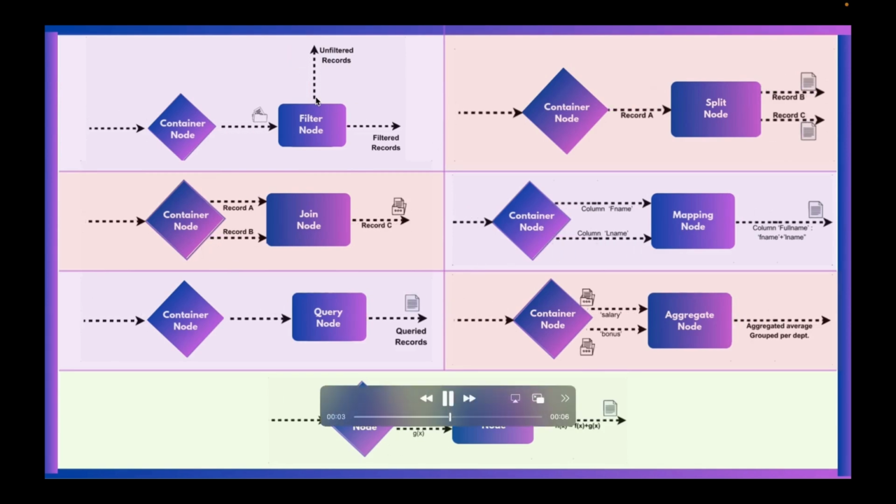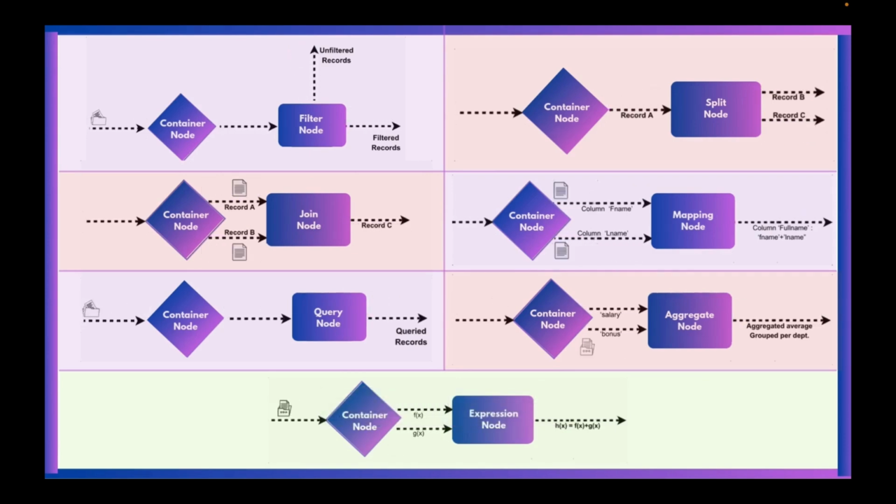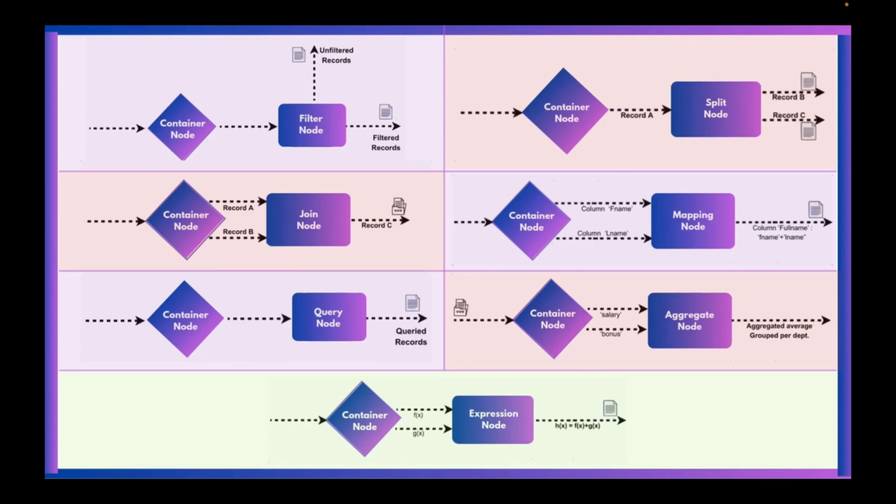Filter node filters the records based on user input. Join node joins two different sets of records into one based on a column. Split node conversely splits the records into two separate datasets. And mapping node does the internal mapping of columns to get a final column.